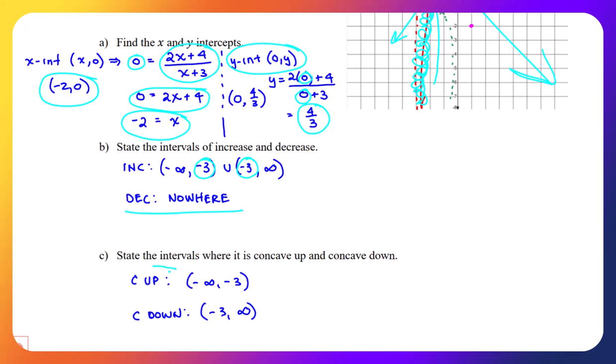So the concave up is from -infinity to -3, and the concave down is from -3 to infinity.